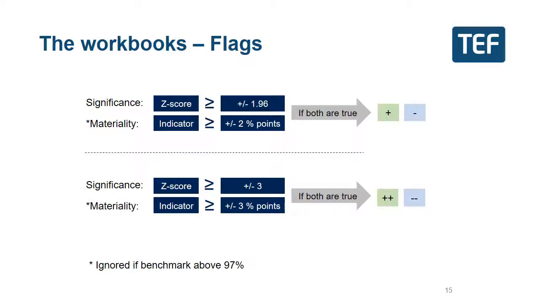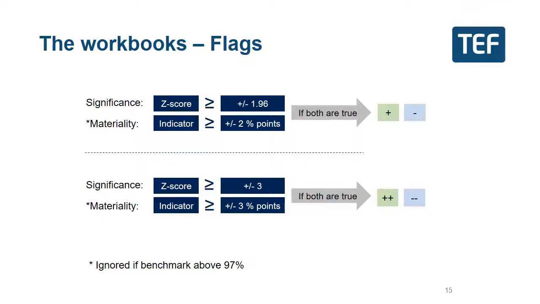As mentioned, we use Z-scores to generate flags. Flags are used in the workbook to denote where a provider's performance is meaningfully above or below what you might expect. For a metric to be flagged, it needs to be both materially different and statistically significantly different from the expected benchmark performance. So what that means is that to get a plus, or a single positive flag, you need a Z-score of greater than 1.96, we say plus 2 here for brevity, and it needs to be 2 percentage points above the indicator. If both of those points are true, a metric will get a single positive flag.